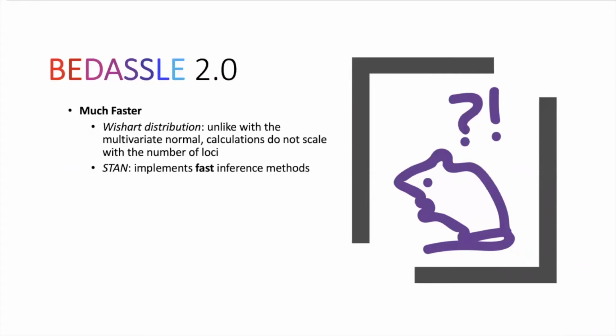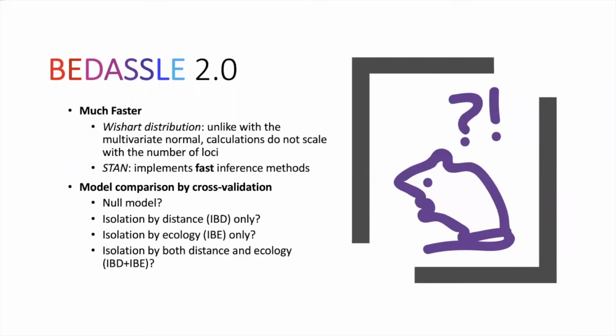And we use STAN to implement very fast MCMC-based inference methods. And then importantly, for the user, you can now do model comparison, and this is done by cross-validation. So you can ask which of these different factors, whether it's isolation by distance, isolation by any number of ecological variables, or both, are necessary to best predict that decay in relatedness across space or other distance.